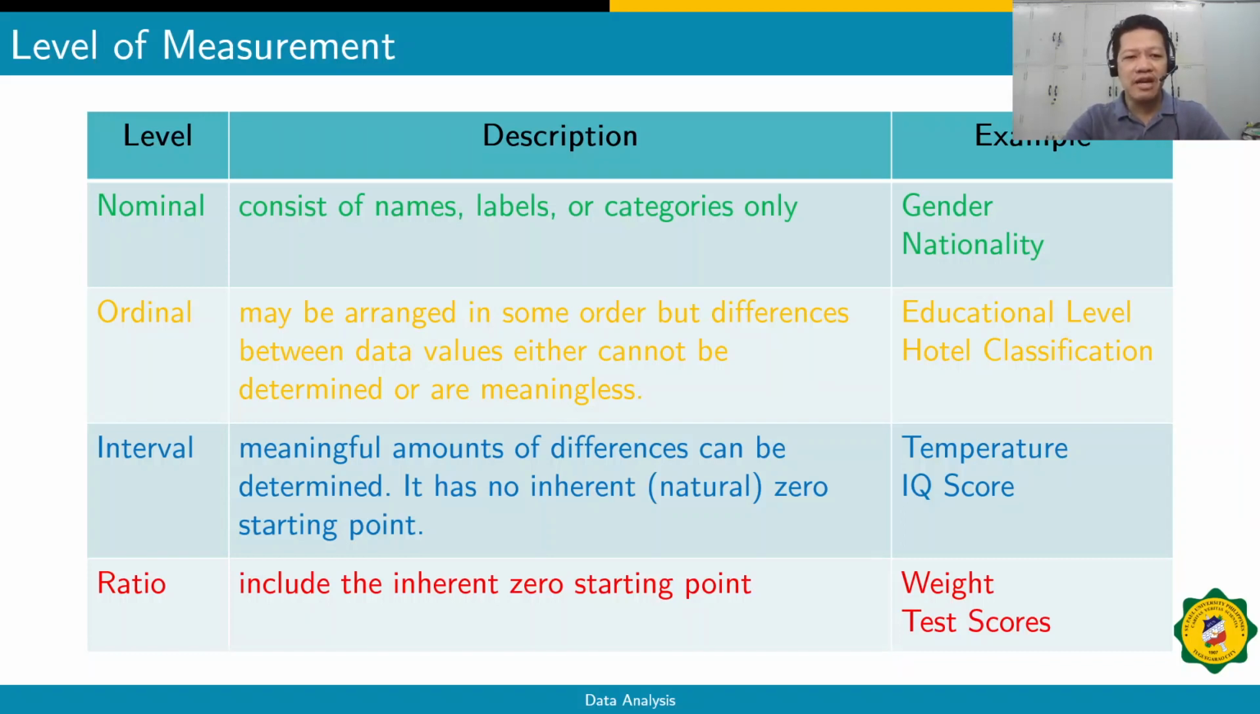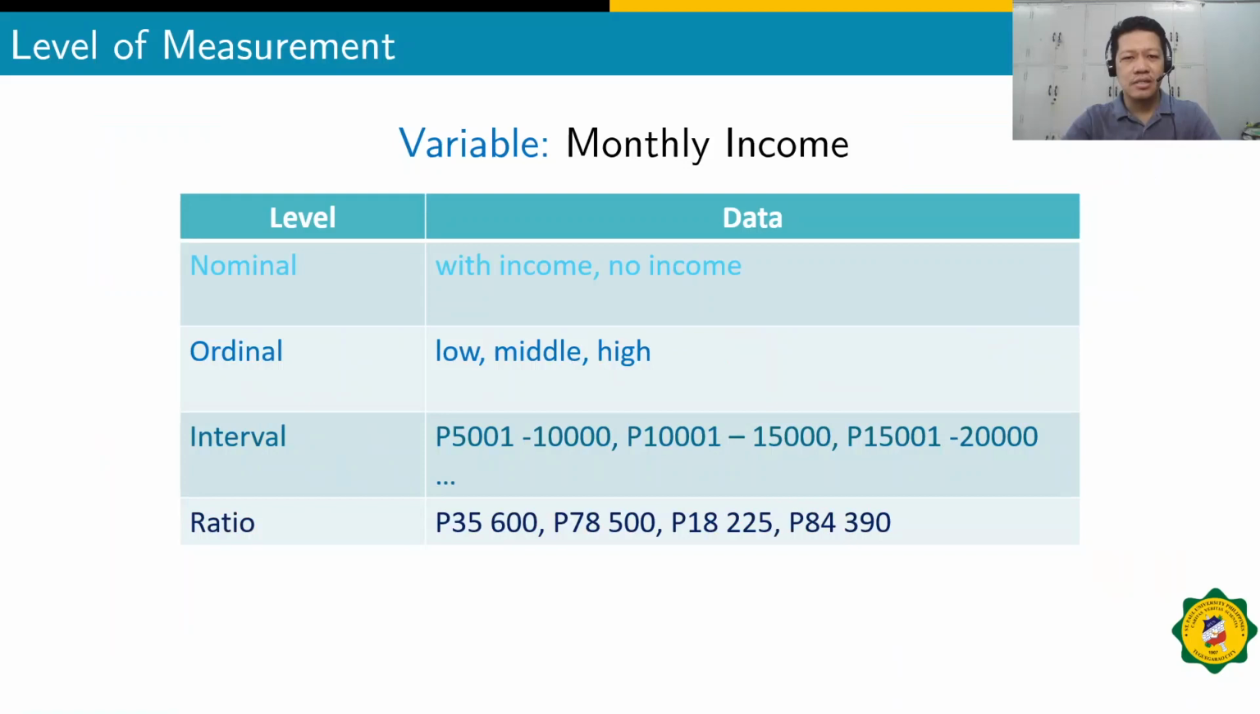The third level is interval. Meaningful amounts of differences can be determined. It has no inherent natural zero starting point. Examples are temperature and IQ score. For ratio, the highest level, it includes the inherent zero starting point. And examples are weight and test scores.